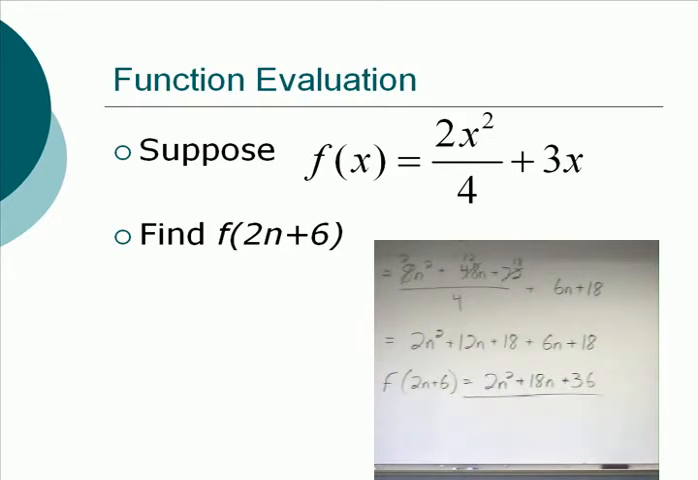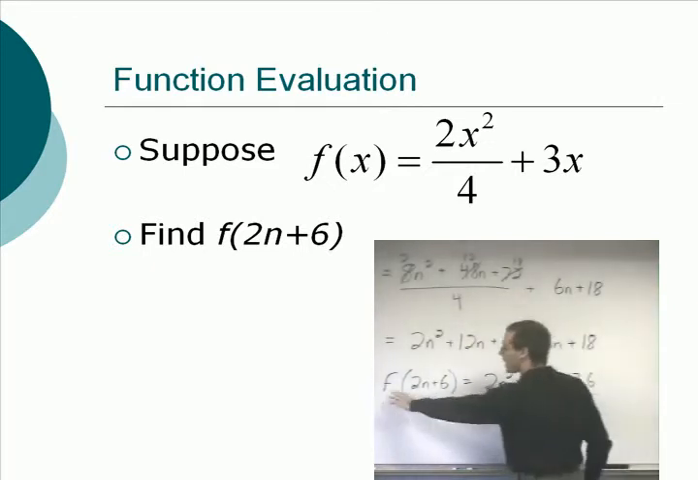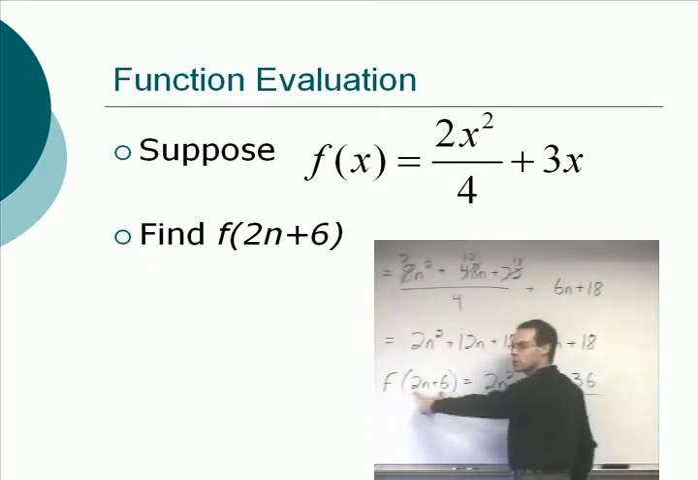Okay? Substitute it in, simplify. That's basically the idea we need to follow for evaluating all these types of functions. Now, what we've done, we haven't addressed it yet, but what we've done is we created a composite function. The function we evaluated was f. The function we plugged into it was 2n plus 6.